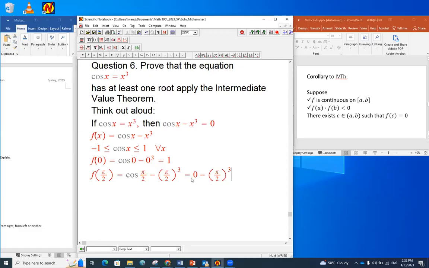Well, here you don't have to choose pi over 2. You could have chosen pi, and that will work too. But the bottom line is that this piece is negative. This piece is a positive number times a negative number. So we already found the interval. We found the point and we found the interval. And what do we do next?